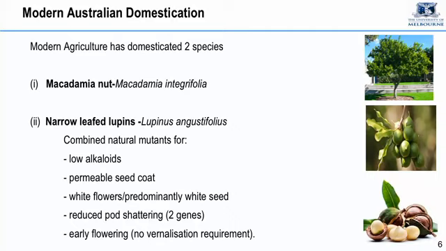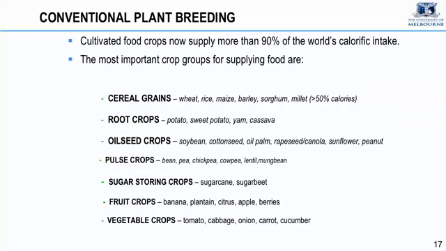So all over the world there are crops that have been domesticated. The major ones that we've tended to apply plant breeding to: firstly, where I began in this lecture saying probably 60% of the 7 billion people live in cities these days. So someone's got to grow the food for us. About 90% of the world's calorific intake comes from cultivated food crops. That's no surprise, but that's the figure.